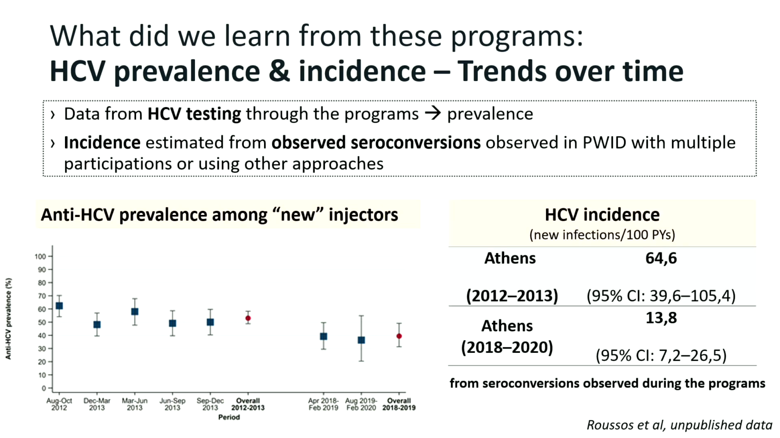But also based on observed seroconversions, we were able to estimate HIV incidence, which was really high in 2012, 65 new infections per 100 person years, and reduced to around 14 cases per 100 person years. But I have to stress that in 2012, this estimate was observed mainly among new injectors. And it has been shown that the incidence among this sample of people who inject drugs is higher.